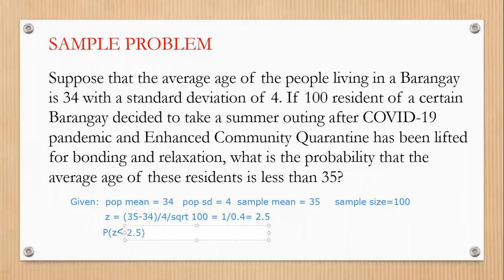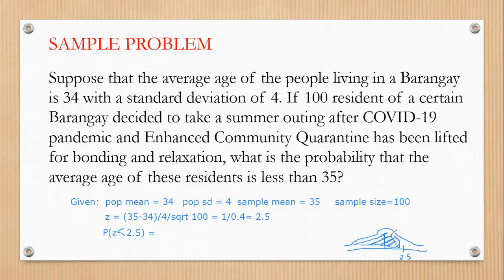Okay, so we need to look for the value of this 2.5 in our z table. And looking at the table for the value of the probability, remember that if we draw our normal curve, assume that this is the 2.5. The z-score is 2.5, and finding the probability which is less than 2.5 requires this region.